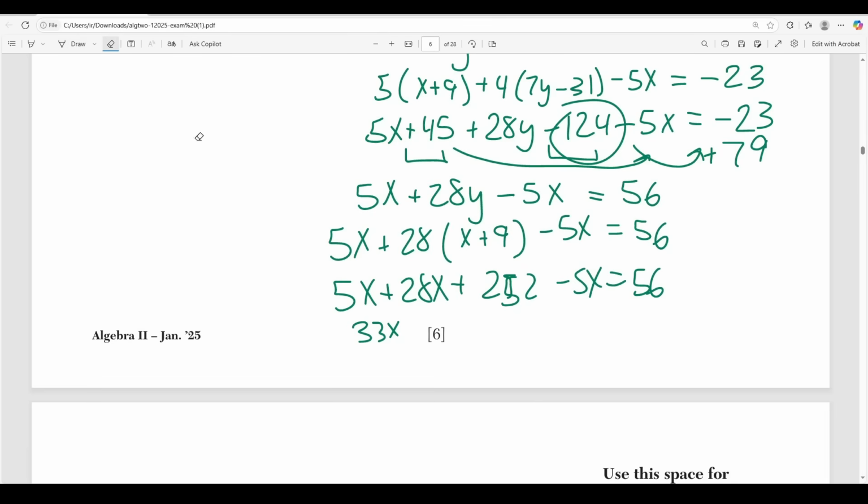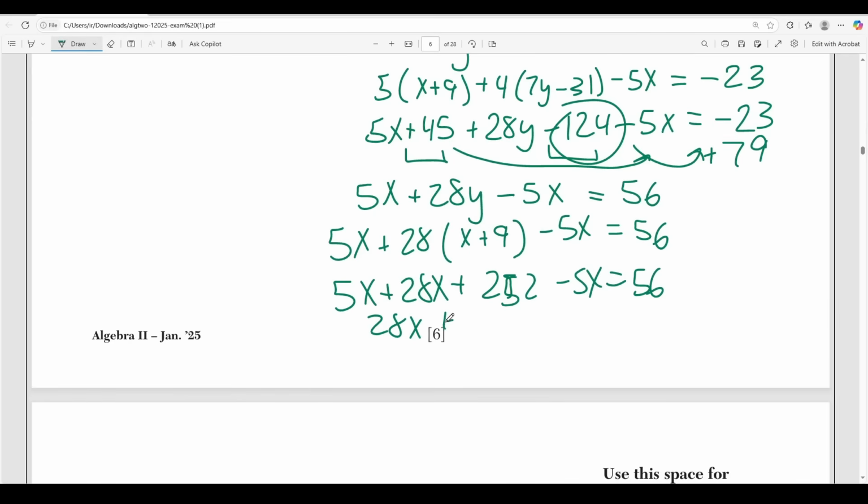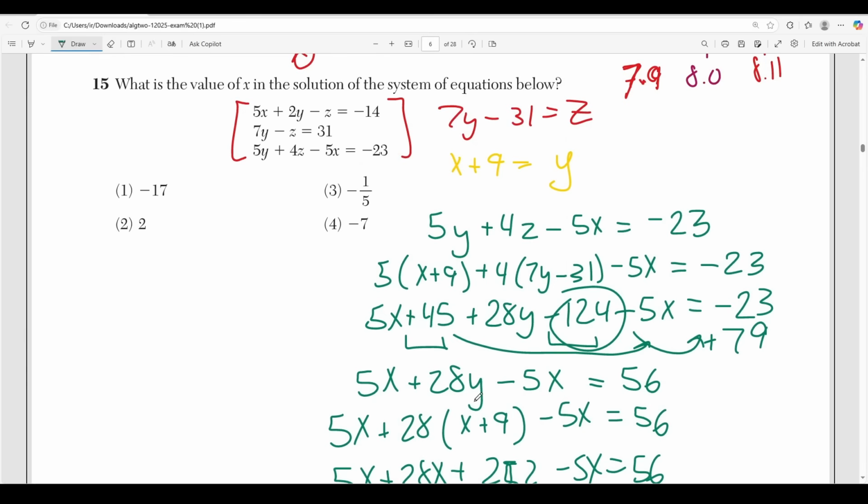So if I combine all my like terms, all my x's, I get that 28x plus 252 is equal to 56. Now I'll just subtract 252 from both sides. And I get that 28x is equal to 56 minus 252, which is negative 196. Then I can just divide both sides by 28. Negative 196 divided by 28 is going to give me negative 7. So x is equal to negative 7, which is going to line up with choice 4.